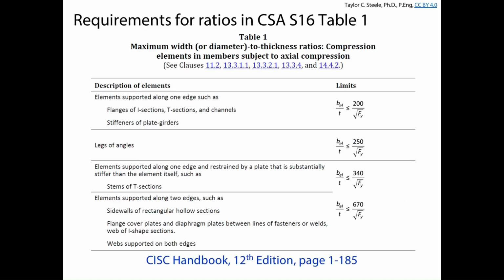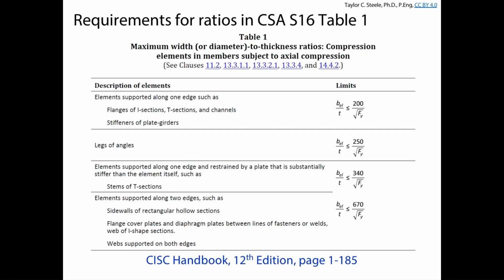Table 1 is, I believe, spread out more than just this. I think this is just an excerpt of table 1. But here's that 200 over the square root of Fy that we saw for flanges of I sections or T's or channels. Not important for us in this class. Stiffeners of plate girders, we'll talk about that in 5063.